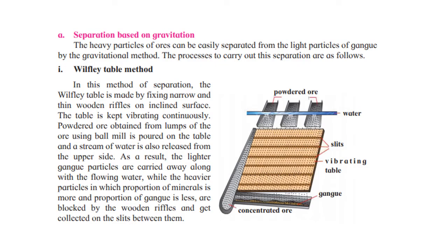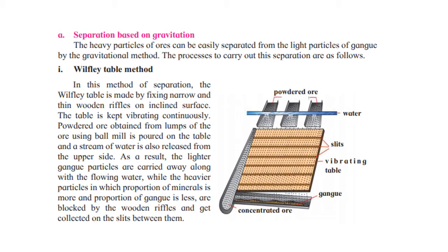The first one is separation based on gravitation. The heavy particles of ores can be easily separated from the light particles of the gangue by the gravitation method. What it means is that when you crush and powder the ore, if the metals are heavy, then they can settle down, and if it is the lighter one, they can be separated out. The first one is called the Wilfley table method.